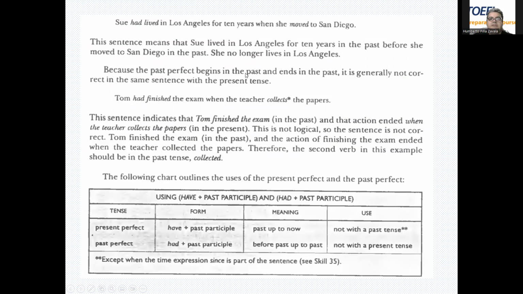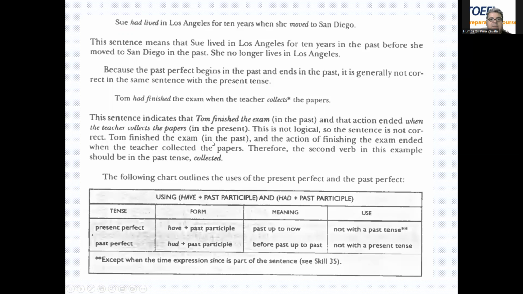Because the past perfect begins in the past and ends in the past, it is generally not correct in the same sentence with the present tense. Tom had finished the exam when the teacher collects the papers. This sentence indicates that Tom finished the exam in the past, and that action ended when the teacher collects the papers in the present. This is not logical, so the sentence is not correct.